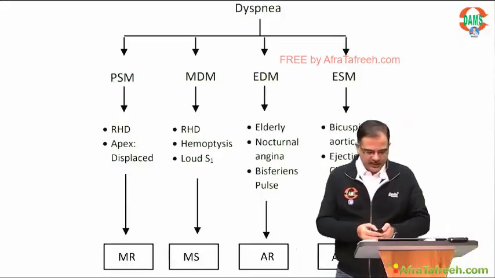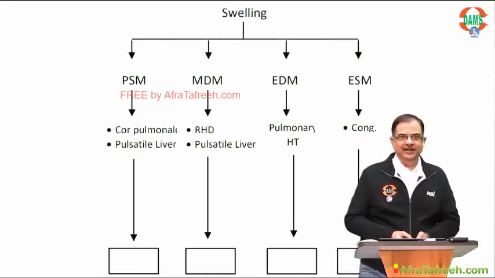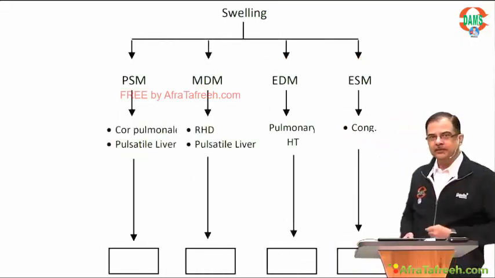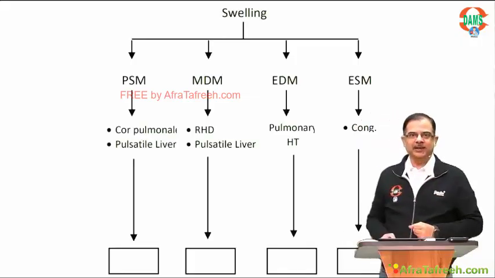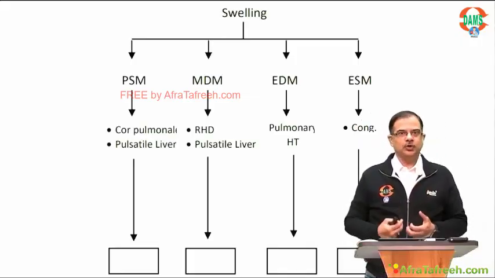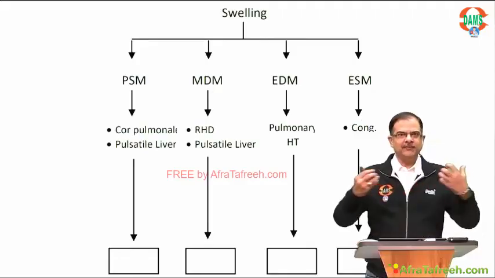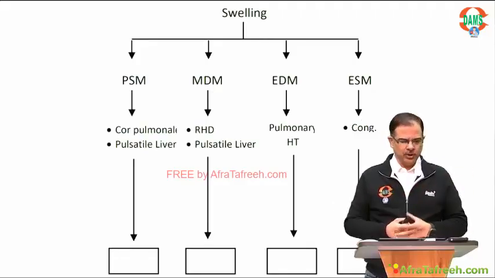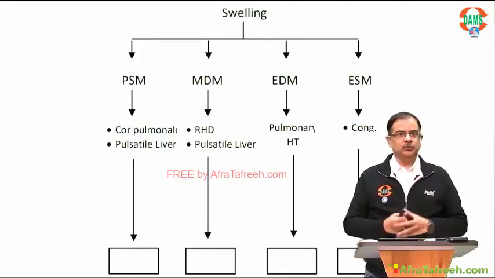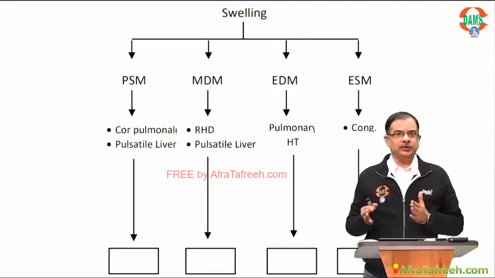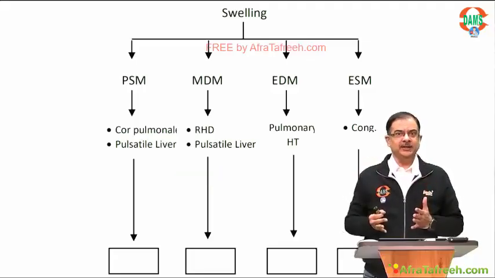So let's identify the right-sided murmurs. Patient has swelling, pansystolic murmur is present. Underlying cause was cor pulmonale, right ventricle dilatation was the underlying cause. Pulsatile liver is seen. So obviously pansystolic murmur is seen in MR and TR, and this is a right-sided murmur. So this is TR.